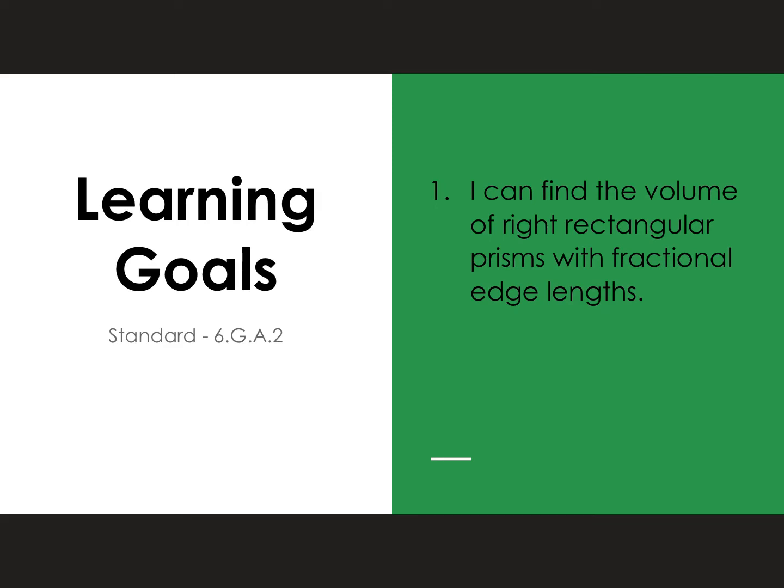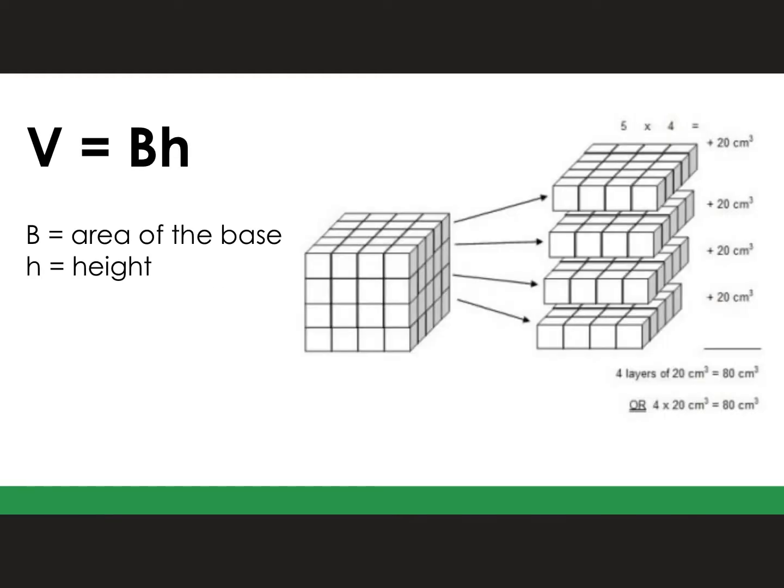Welcome back. Learning goals. I can find the volume of a rectangular prism with fractional edge lengths. This is standard 6GA2. Volume equals the area of the base times the height.